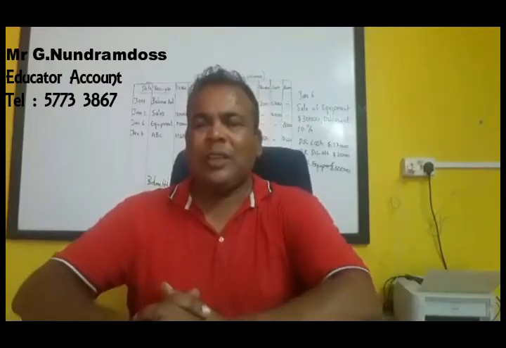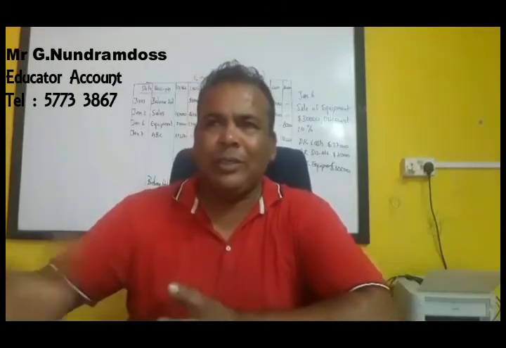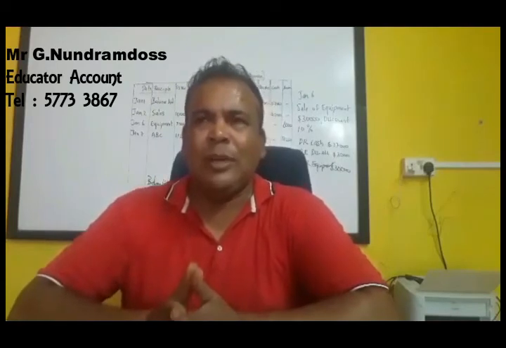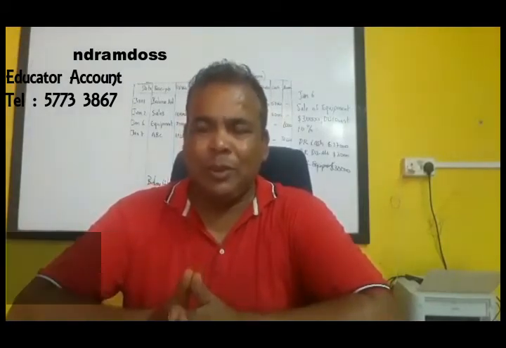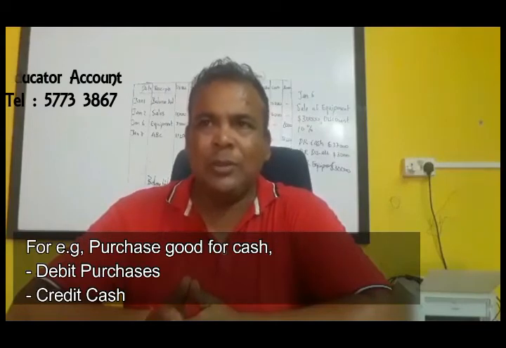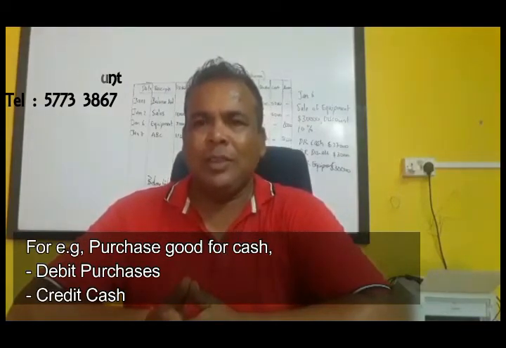Now, it is very easy to prepare a three-column cash book. The double entry will be the same, but only discount will be added to the double entry. For example, purchase goods for cash. Debit purchases, credit cash. There is no discount. This one will be recorded in a two-column cash book.